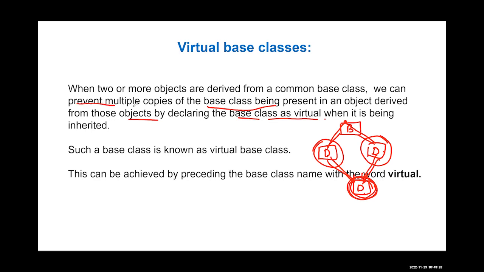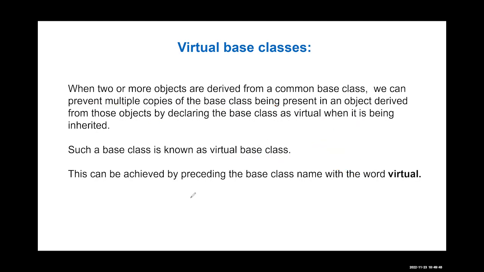So to prevent multiple copies of the base class being present in an object, what we will do is declare this base class as a virtual base class. When we do that, we will avoid such duplication. Such a base class is known as a virtual base class. Where we declare the base class as virtual, we call that base class a virtual base class. And how do we do that? We use the keyword virtual. Okay. So whenever we are declaring a base class, we use the keyword virtual, and then we go ahead and write the code. Then there is not going to be any duplication when it comes to the object of the derived class, right?